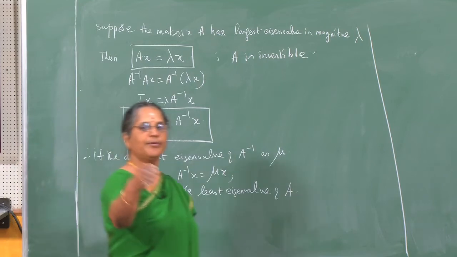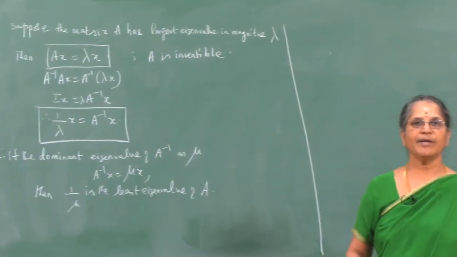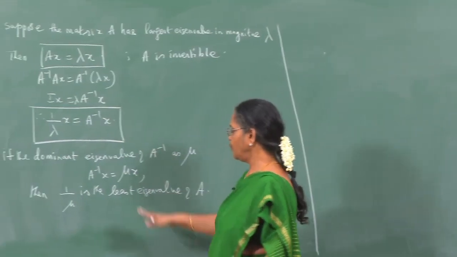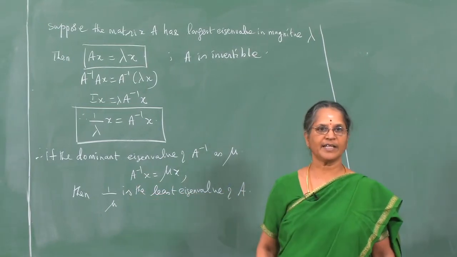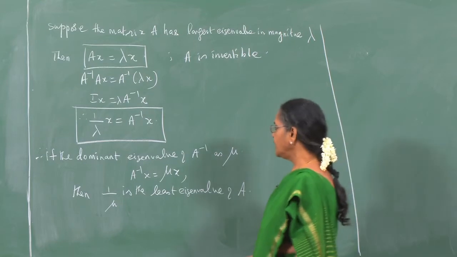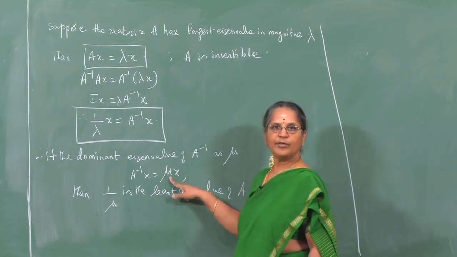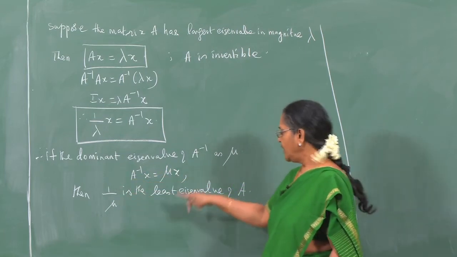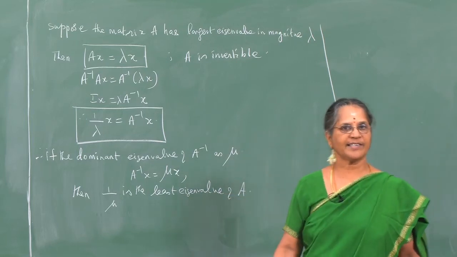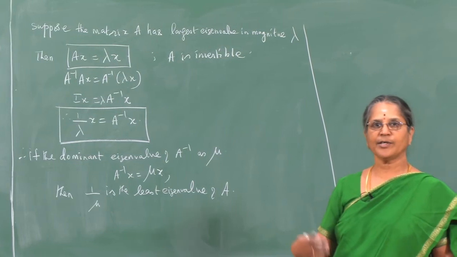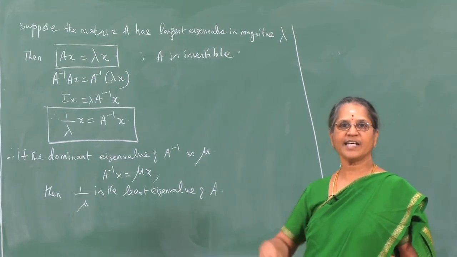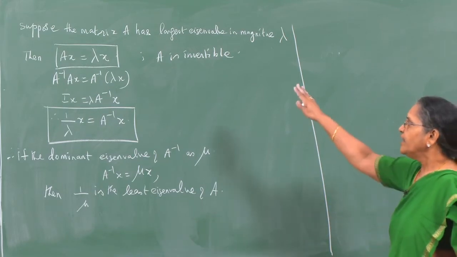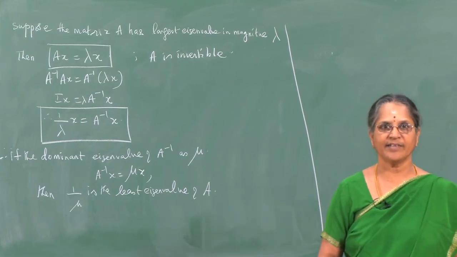So, if I ask you to compute the smallest eigenvalue of a given matrix A, what is it that you should do? Given the matrix A, compute its inverse, say by Gauss-Jordan method, and then compute its dominant eigenvalue using power method. Take the reciprocal, that gives you the least eigenvalue of the given matrix A. And therefore, it is possible for you to compute the smallest eigenvalue in magnitude for the given matrix A. So, let us work out an example illustrating this.